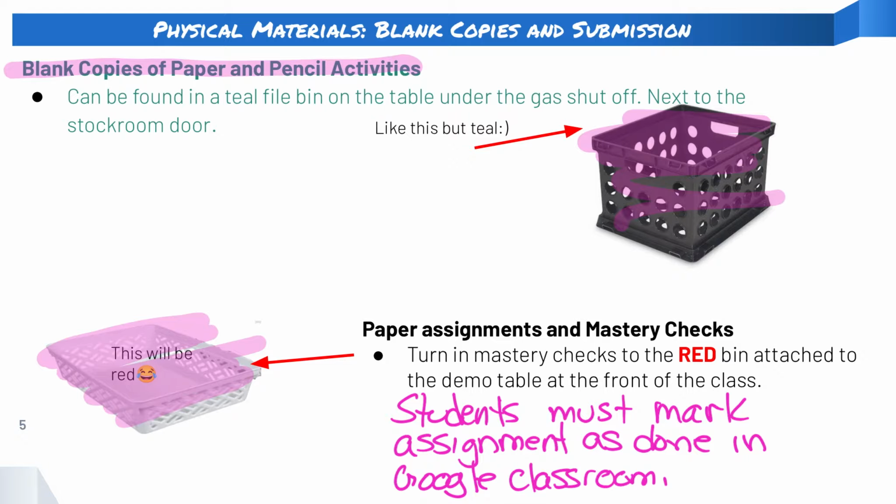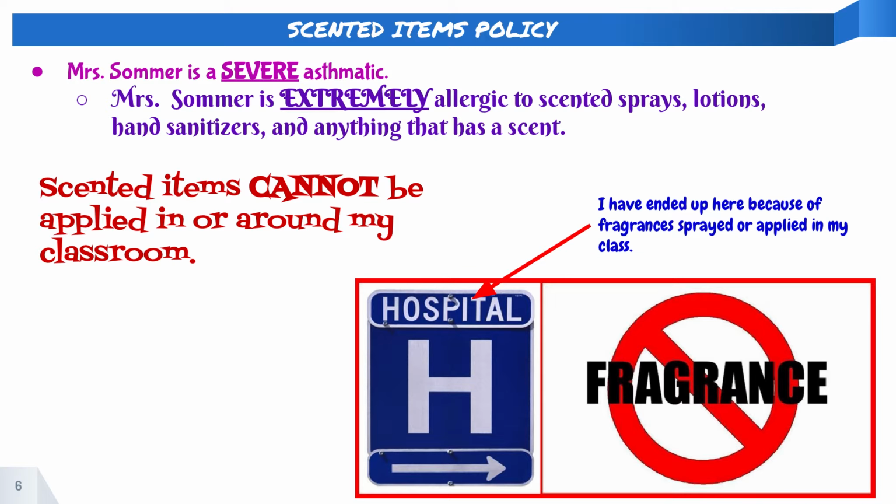Just a note, students must mark any paper assignments or mastery check assignments as done in Google Classroom in order for me to know that they have turned it in and to assign the grade in it. If they have not marked it as done in Google Classroom, it will not transfer over into the Infinite Canvas gradebook. So they need to mark an assignment as done, even if they're turning in a paper assignment.